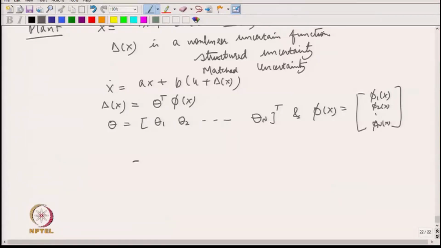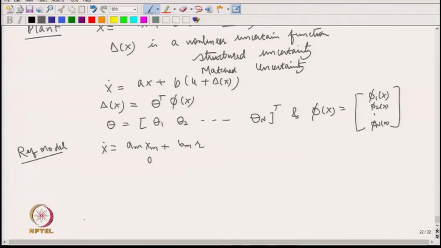Okay, so the objective is again to follow the reference model. So, we want u to be a model reference adaptive controller which follows the reference model given by x m dot equals A m x m plus B m r, and again we say that A m is less than 0, r is bounded, which means that x m is also bounded.